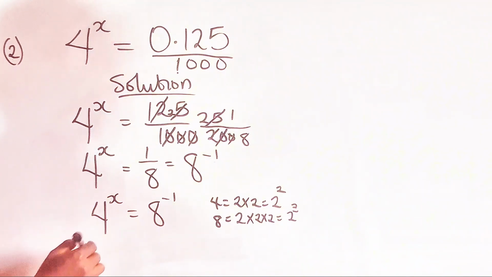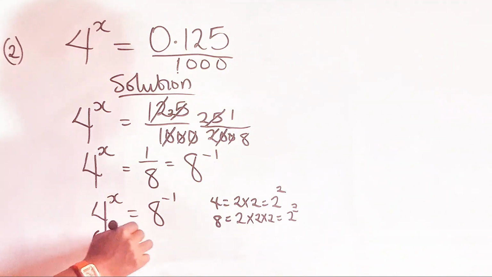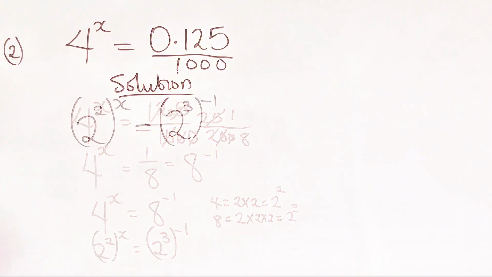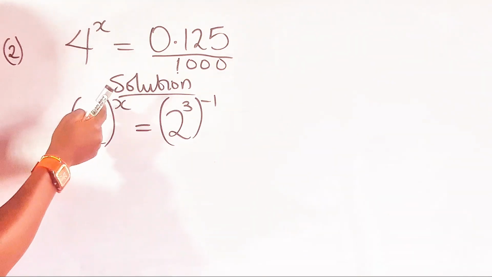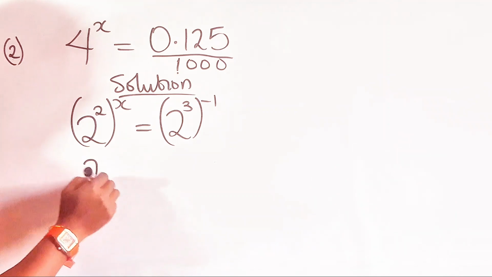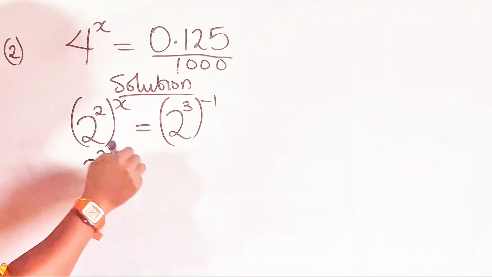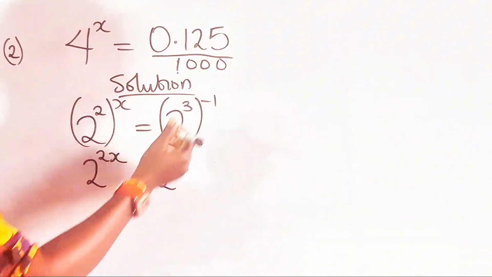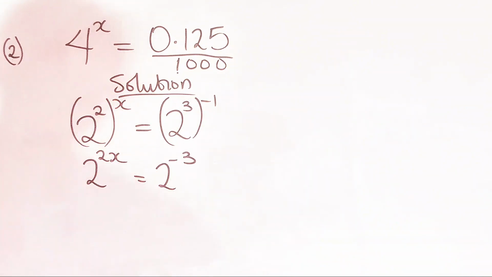So I want to do that here. So this 4 will now become 2 raised to the power of 2, all raised to x, equals 2 raised to the power of 3, all raised to the power of minus 1. Now, what I'm going to do here is to multiply these powers. So if we multiply, we are going to have 2 raised to the power of 2x equals 2 raised to the power of 3 times minus 1, which gives minus 3, right?